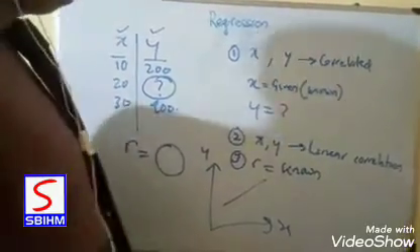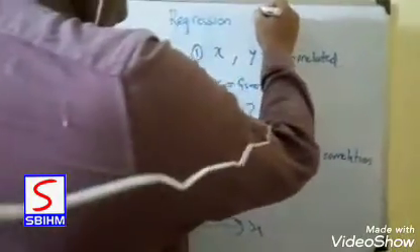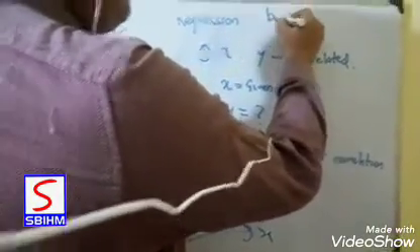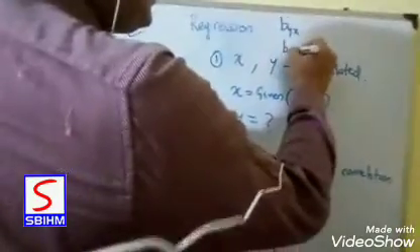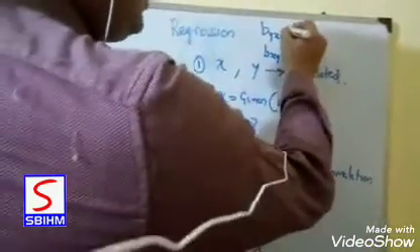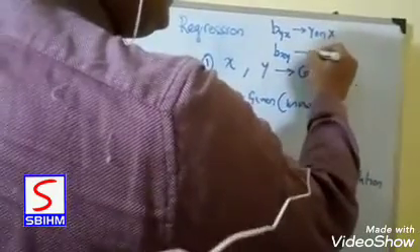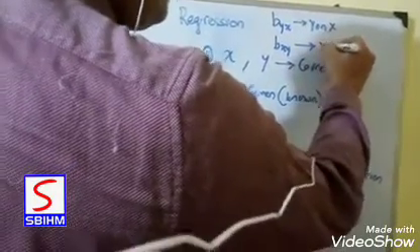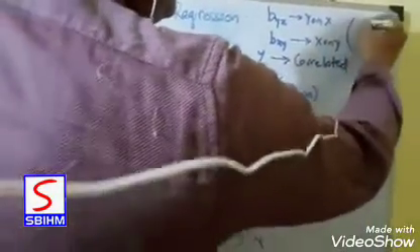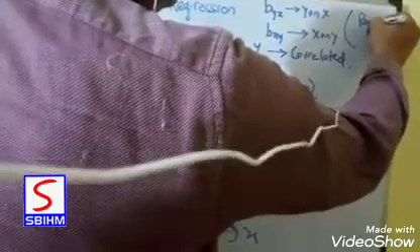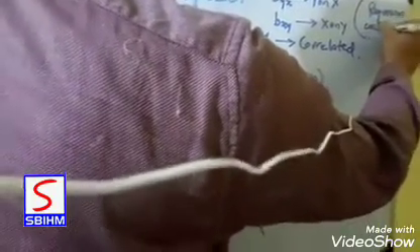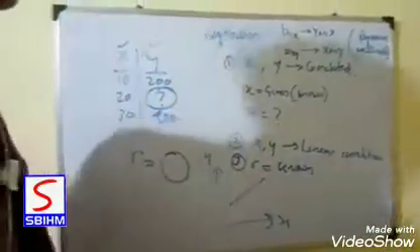Now there are two regression coefficients we have to know. Number one is byx and number two is bxy. These are subscripts written under b. This is the regression coefficient of y on x, and this is the regression coefficient of x on y. These are regression coefficients. Why do we get two regression coefficients?